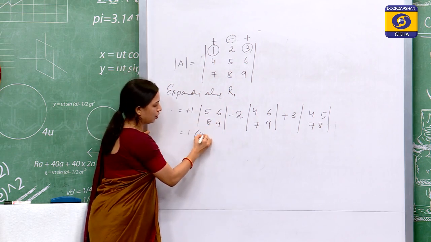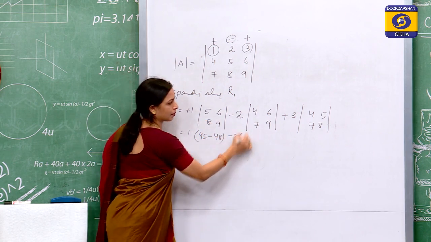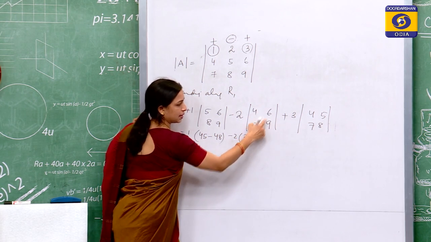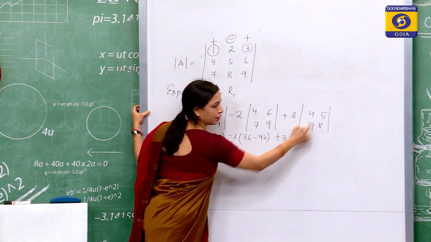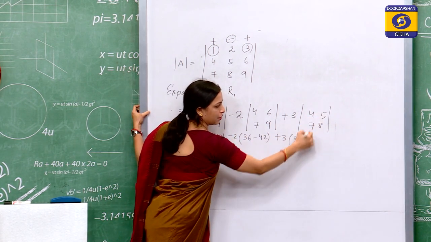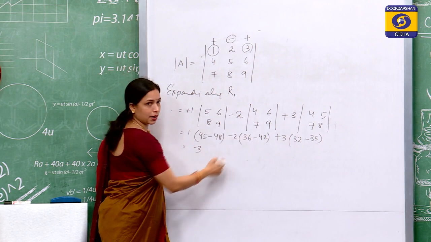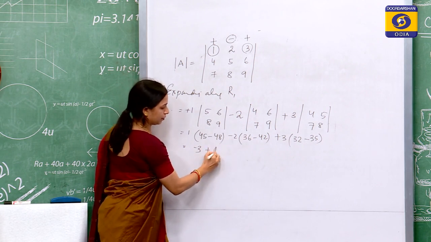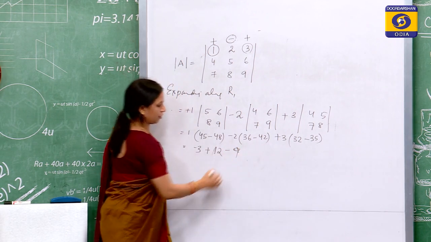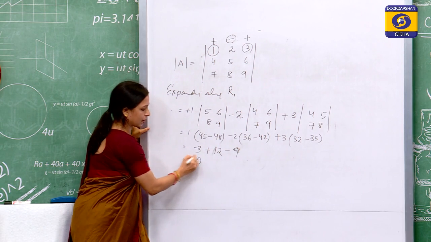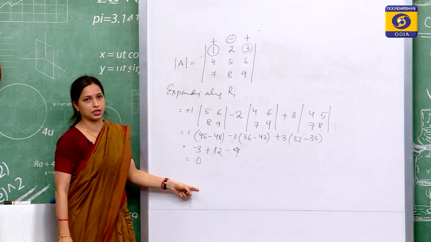So, 5 into 9, 45, 6 into 8, 48. Similarly, 4 into 9, 36, 6 into 7, 42. Again, 4 into 8, 32, minus 5 into 7, 35. So, we get minus 3, this is minus 2 minus 6, so plus 12. And this is 3 into minus 3, minus 9. So, the resultant is 0. So, this is the value of the determinant.